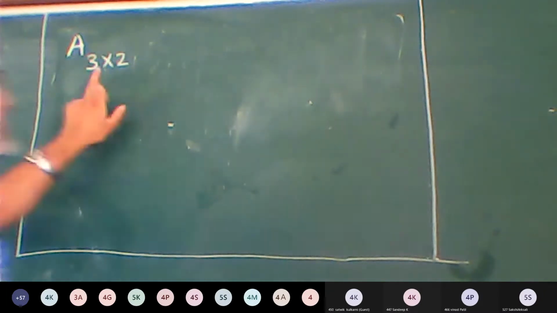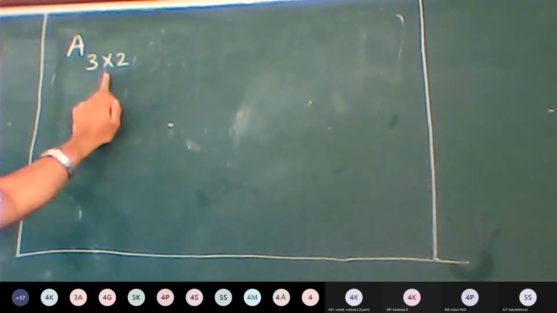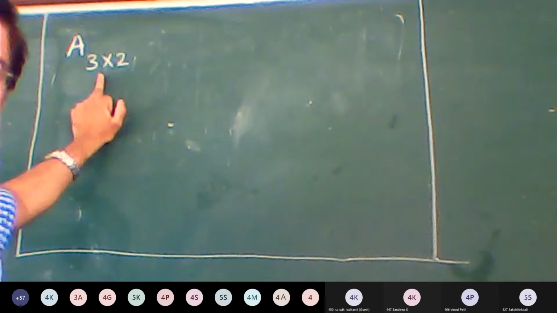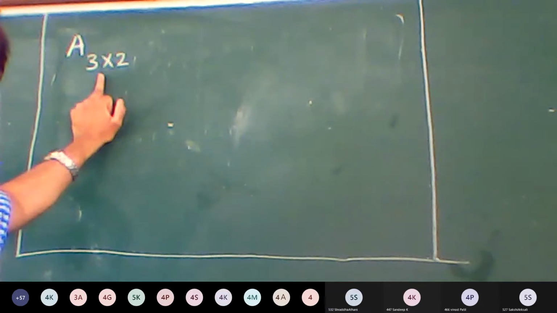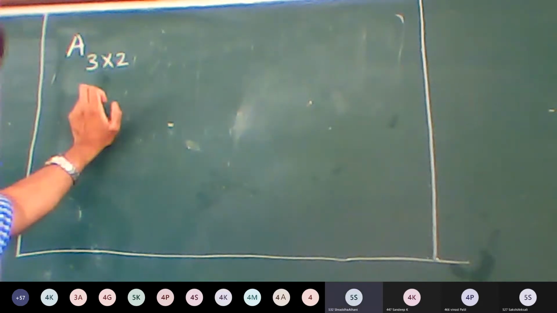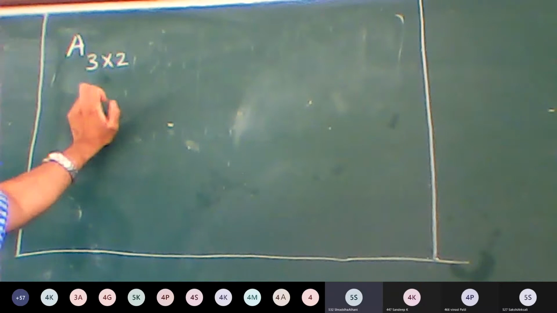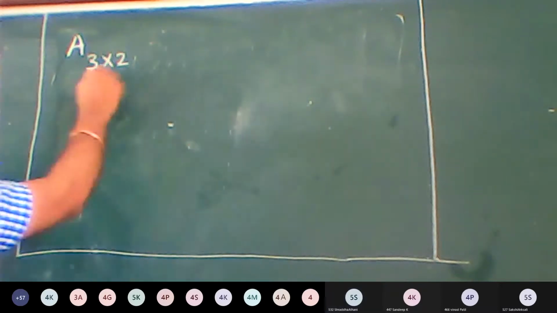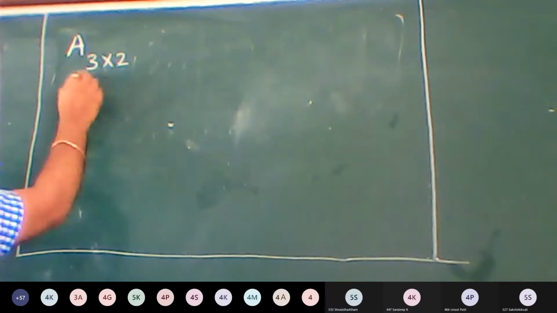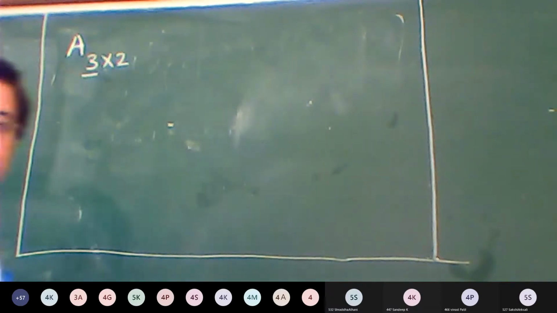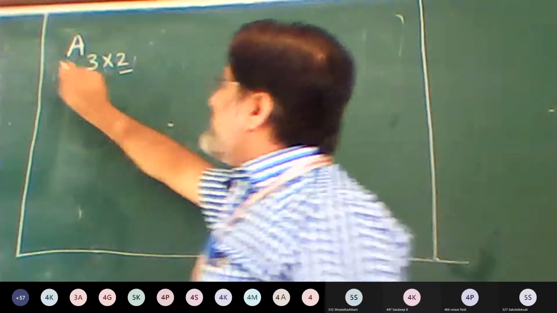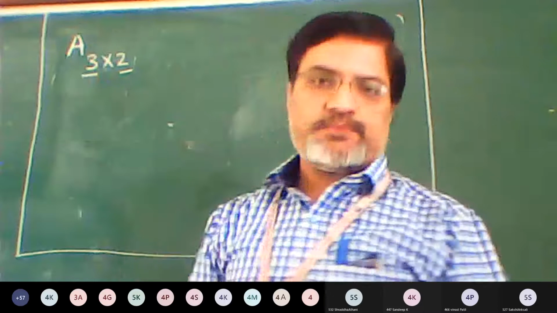When we say the matrix order, what do we actually mean? Can anyone let me know? Rows, two columns. Yes, the number of rows and the number of columns. Now, 3 cross 2 means the first number indicates the number of rows and the second one indicates the number of columns. So the matrix A consists of 3 rows and 2 columns.